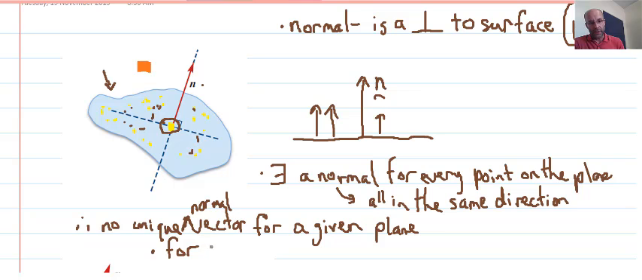Thus, for normal n, we also have kn, parallel, where k is an element of the set of real numbers. So in other words, if n is normal to the plane, or perpendicular to the plane, so is kn, where k can be any real number.